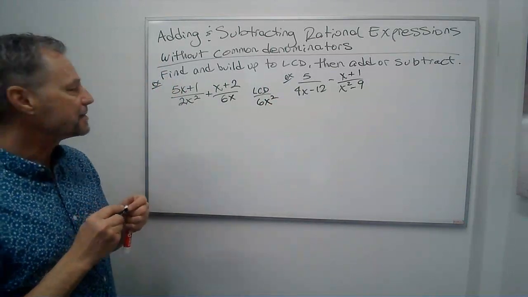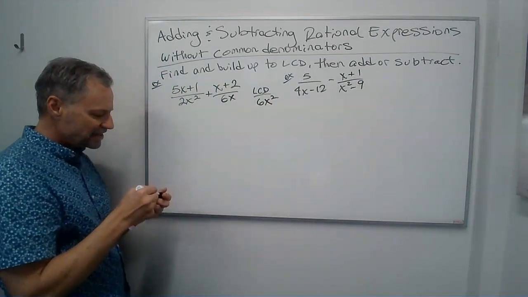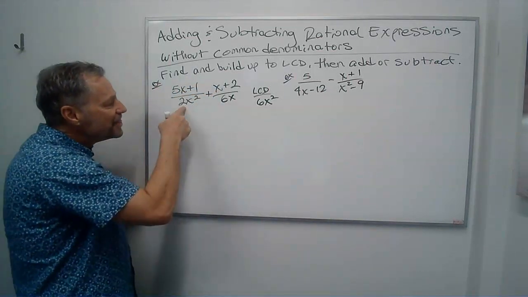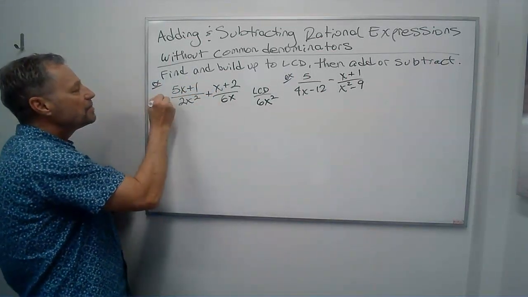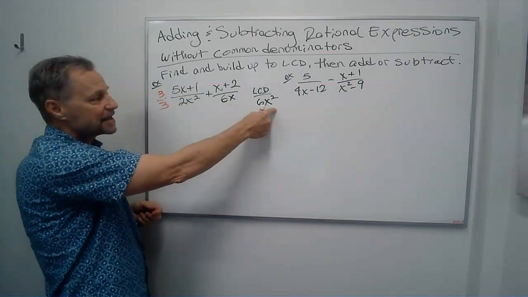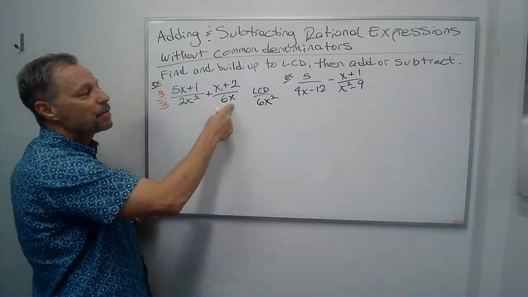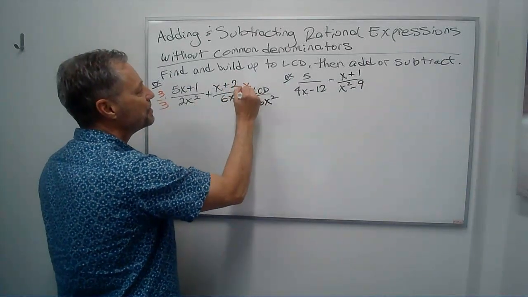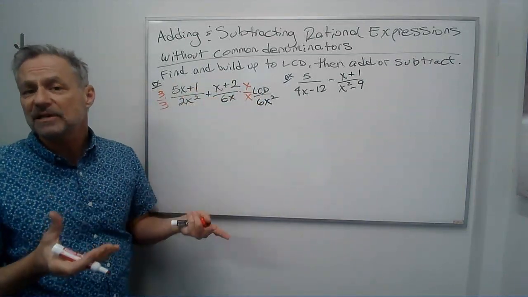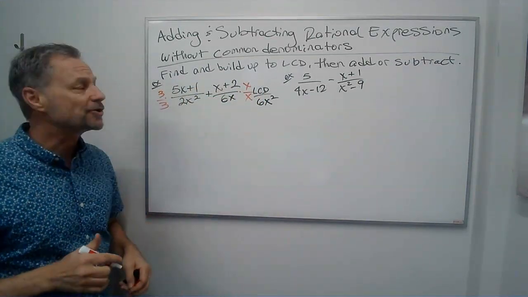So watch what I mean. So I've got this. To save some room, I'm just going to write right next to this. I want this to be 6x squared. Well, if I multiply top and bottom by 3, I see I'm going to get the 6x squared. This has the 6 and 1x. It needs another x, so I'm going to multiply by x over x. Remember, anytime I multiply by something over itself, that's equal to 1. It's not going to change the value.